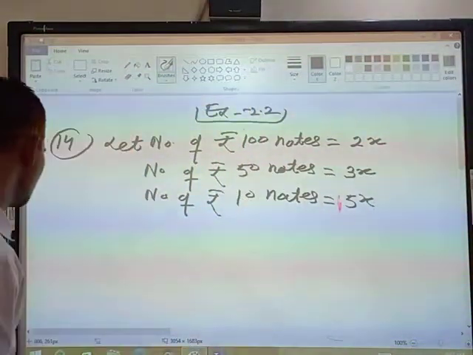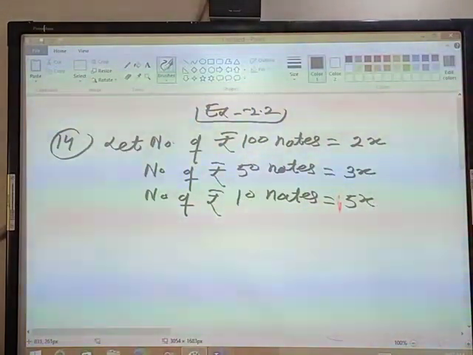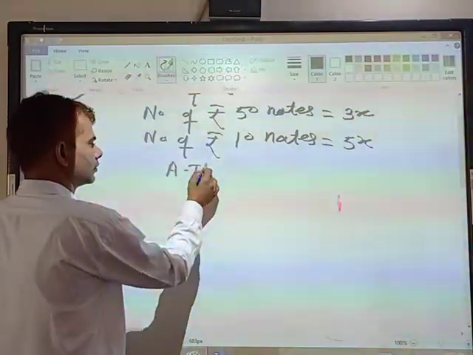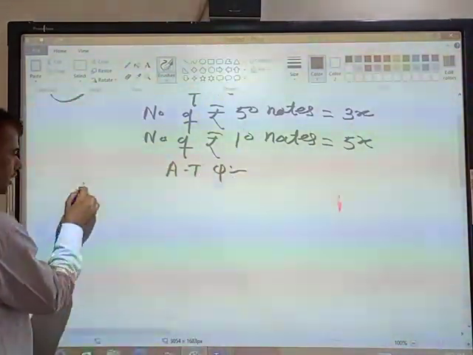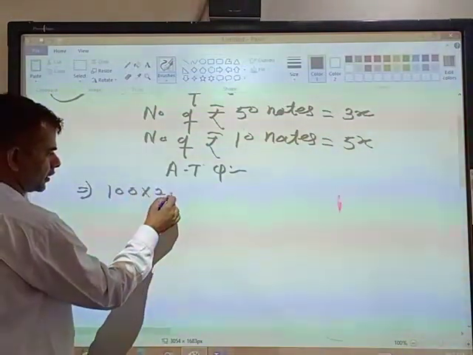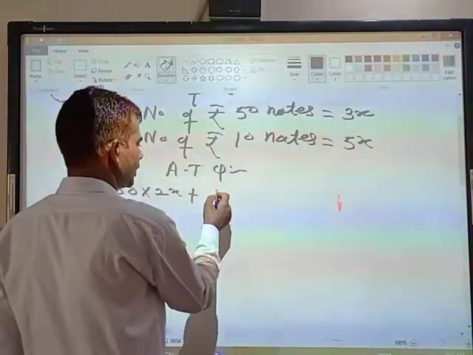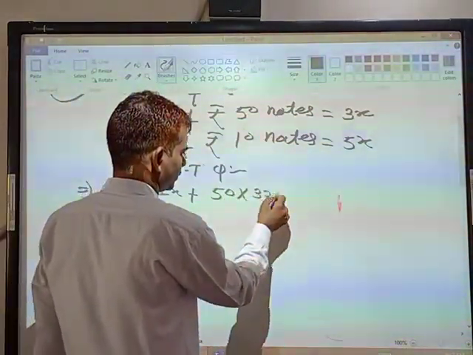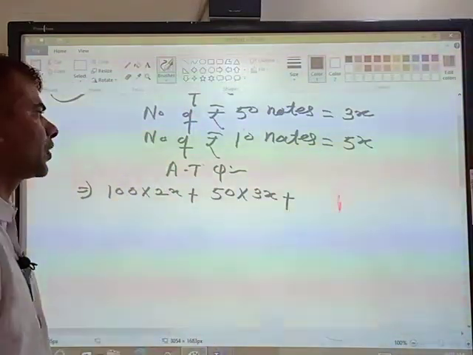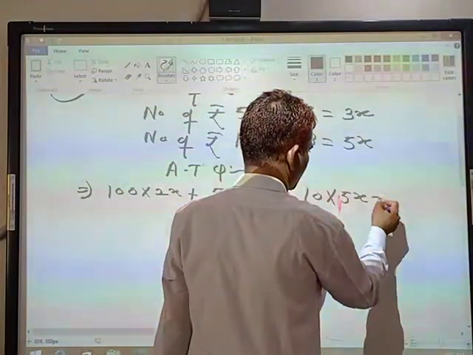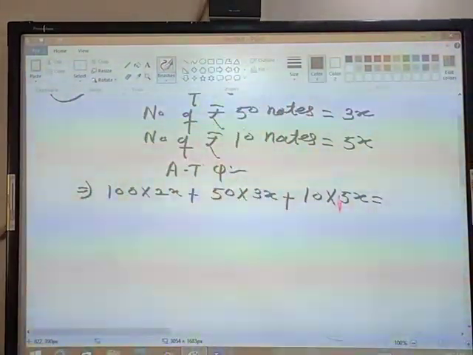Yes students, 100 rupees notes 2x, the amount will be, please tell me. So 200x. 100 into 2x, plus 50 rupees 3x notes, 50 into 3x, 150x rupees. 10 rupees 5x notes, 10 into 5x, 50x. Now students, the total cash amount is your 4 lakh.